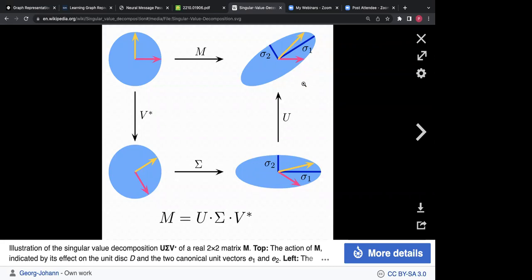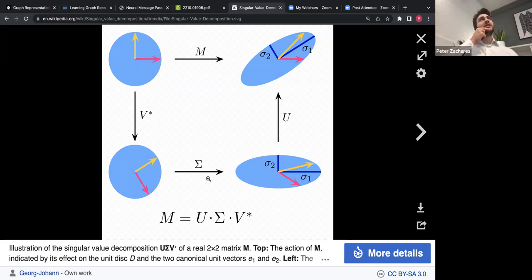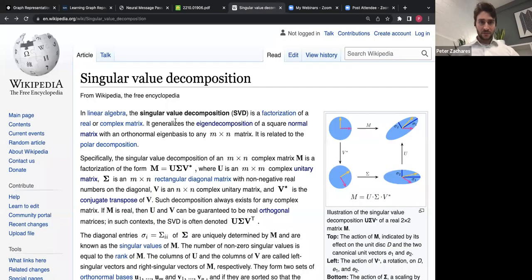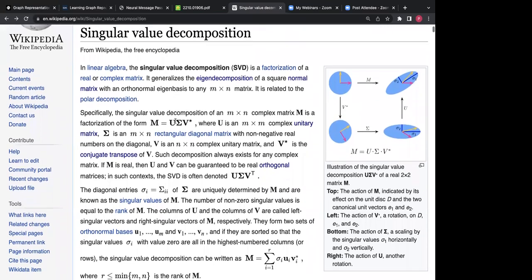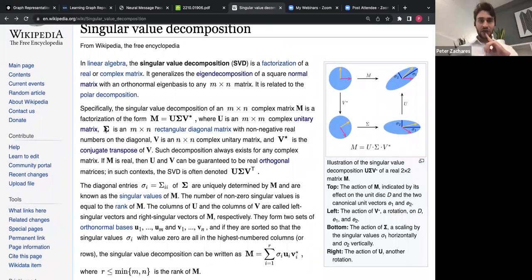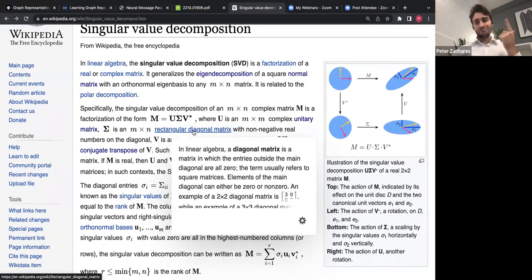The sigma matrix is a square matrix, right? Wait, no. Is it? I don't think it's a square matrix. It's just a diagonal matrix. Would it have to be square in order to be diagonal? No, it says sigma is an m by n rectangular diagonal matrix.